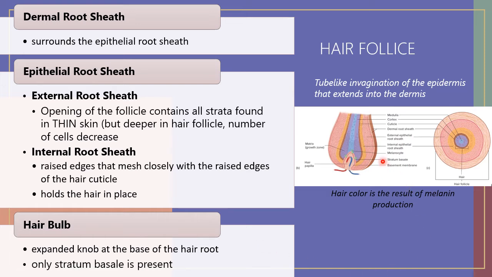At the opening of the follicle, the external epithelial root sheath has all the strata found in thin skin, no? Remember, yung thin skin mo only contains 4 strata, no? Merong isang lacking strata doon. What is that? If you still remember, no? Ano yung wala sa thin skin na stratum? But as you go deeper in the hair follicle, the number of cells decrease, okay, until such time that you reach the hair bulb, stratum basale lang ang nandoon na, no? The only stratum basale is present, okay?